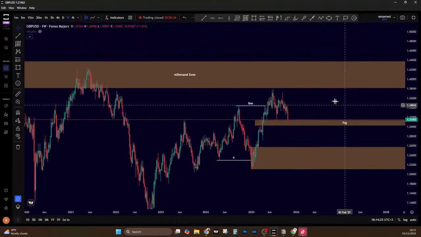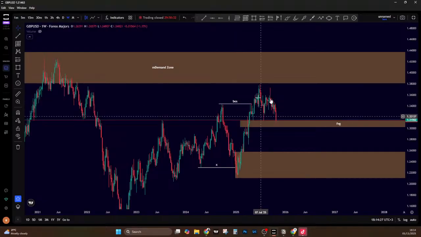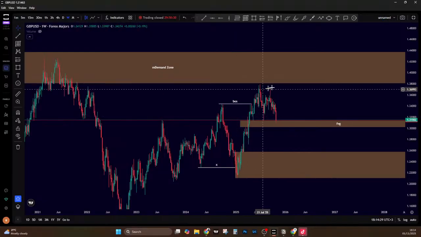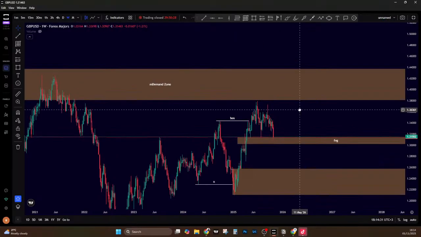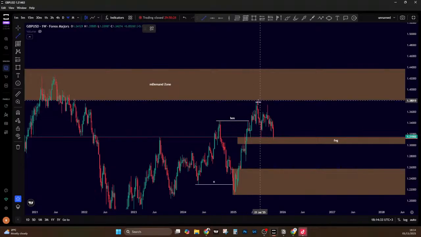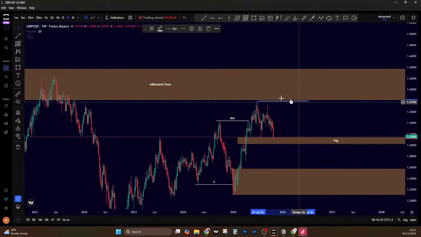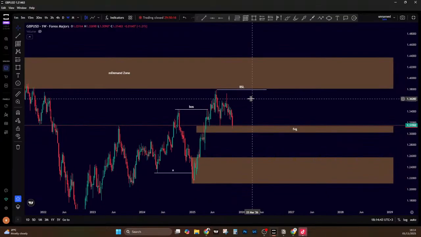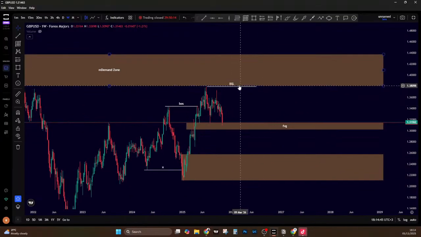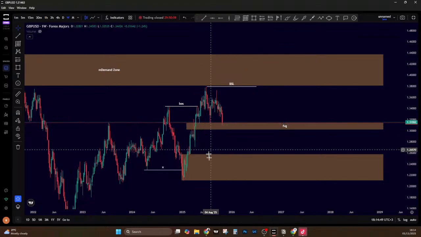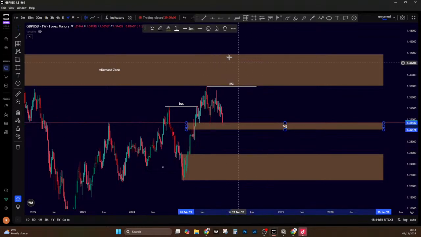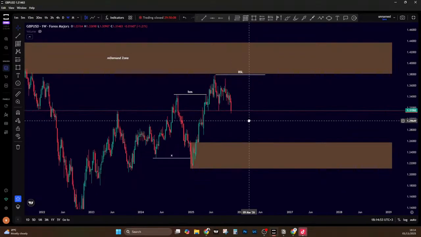So in the weekly, you can see that we are also in an uptrend. We are in an uptrend, and this is our buy side liquidity. Buy side liquidity. So we will target to take out this liquidity if and until this market comes to this area. Okay, I can remove the FVG now.